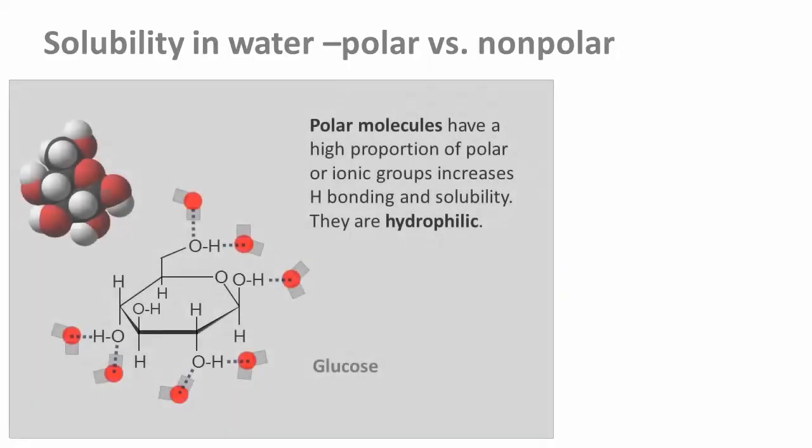Highly polar molecules with a large proportion of ionized or polar groups are water-soluble or hydrophilic because they're able to form multiple hydrogen bonds with water molecules. It is possible to estimate how water-soluble a compound is going to be on the basis of how many ionic, polar and non-polar groups it has.